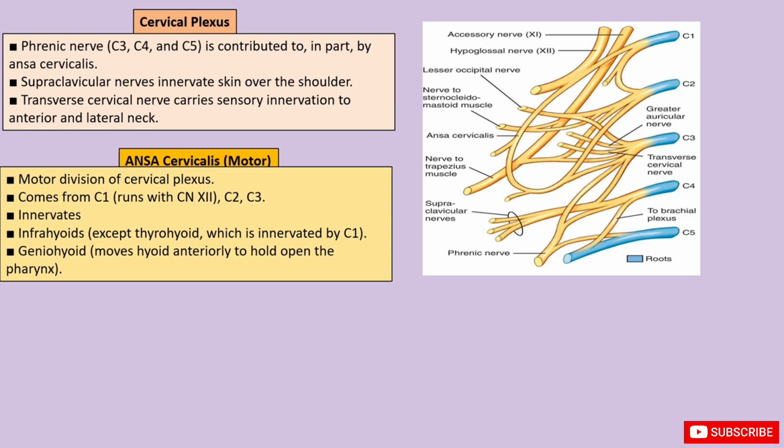Now there are three branches of the cervical plexus: phrenic, supraclavicular, and transverse cervical. It's the phrenic that mainly gives the sole motor innervation to your diaphragm.